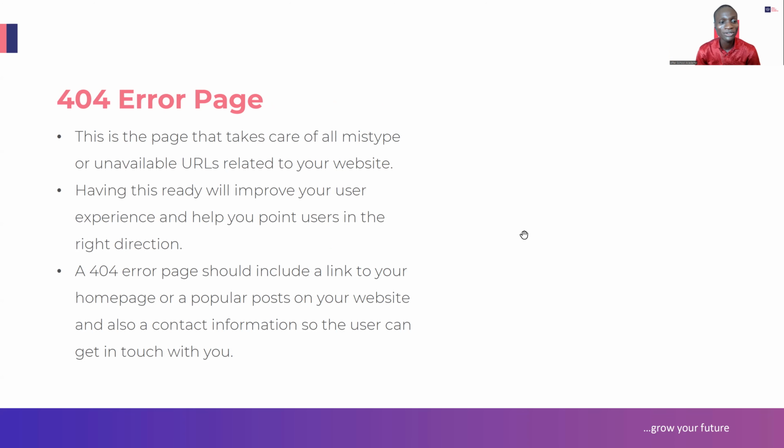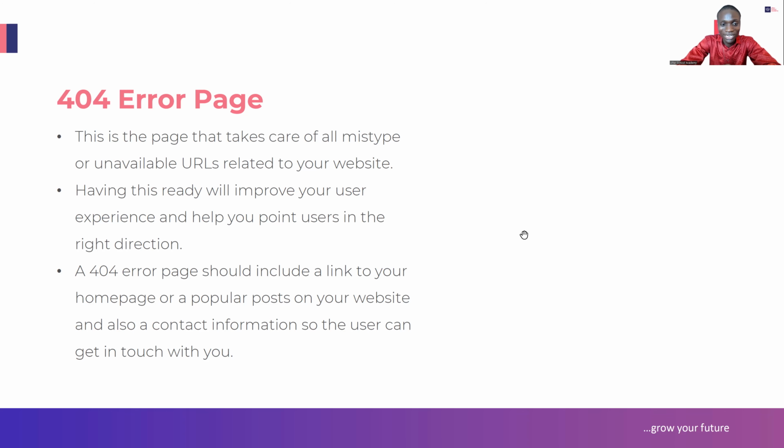All right, the next one is your error page. We call it the 404 error page. Now, the 404 error page is just a page that will be displayed anytime people insert a URL, that is a link, that is not available on your website. So it also helps your search engine optimization so that people will not be directed to where they ought not to be directed to. So when a link is not available on your website and people are trying to search for something related to that, your 404 error page will be displayed.